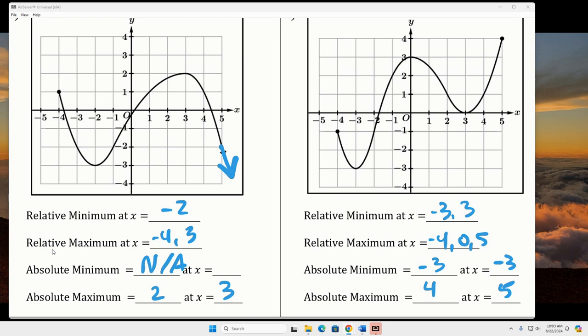All right, so check yourself. It's okay if you messed a number up. Sometimes you don't see the actual arrow and think there is a minimum when there's not. All right, any questions on those items?